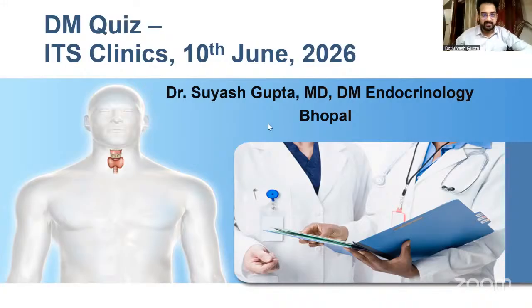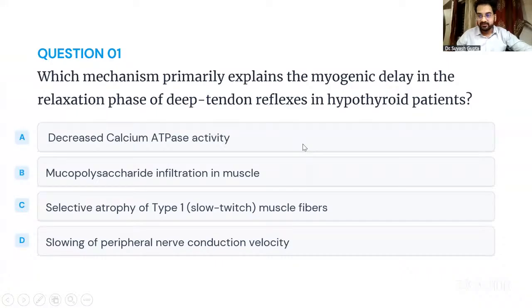Yes, sure. So here's presenting the first question. I hope everyone's ready. Which mechanism primarily explains the myogenic delay in the relaxation phase of deep tendon reflexes in hypothyroid patients? Is it A, decreased calcium ATPase activity, B, mucopolysaccharide infiltration in muscle, C, selective atrophy of type 1, that is slow twitch muscle fibers, or D, slowing of peripheral nerve conduction velocity?